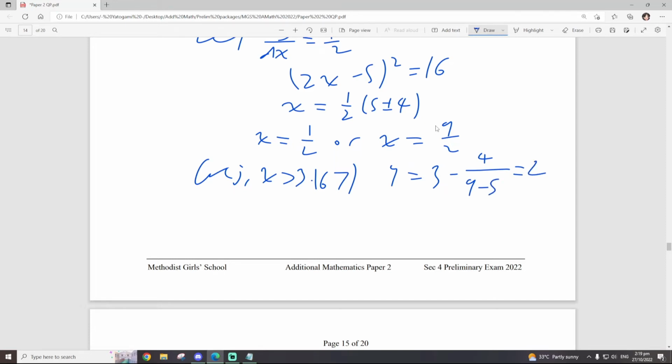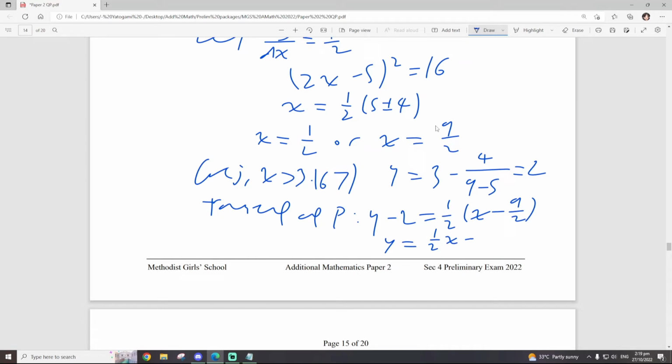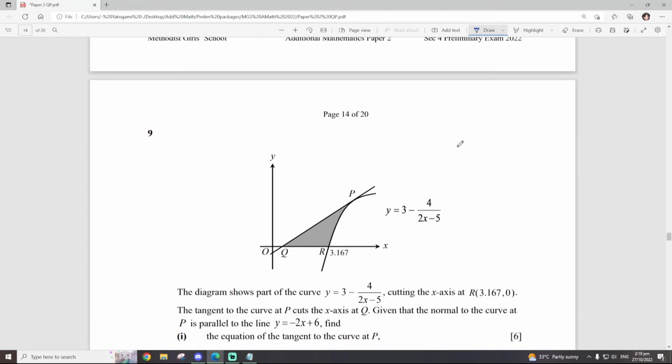So therefore we have the tangent at P. y minus y1 equals m (x minus x1). y equals half x minus a quarter. Is it? I think so. Yeah, seems to be it.